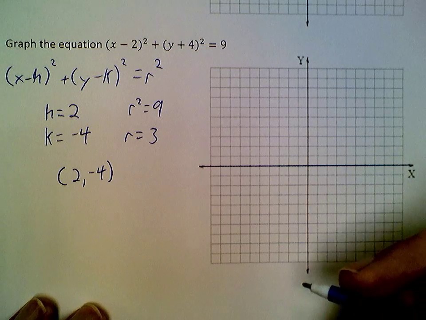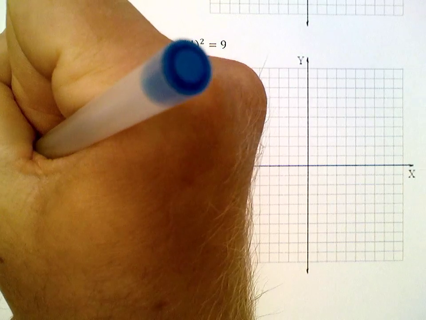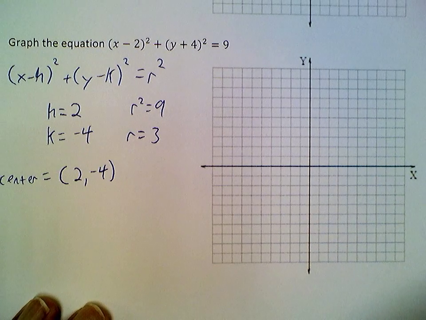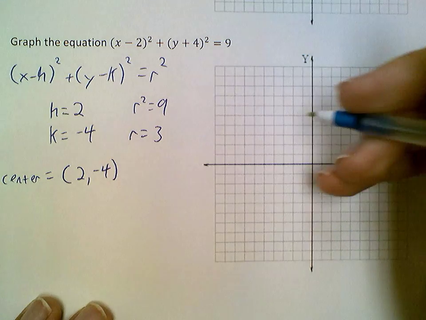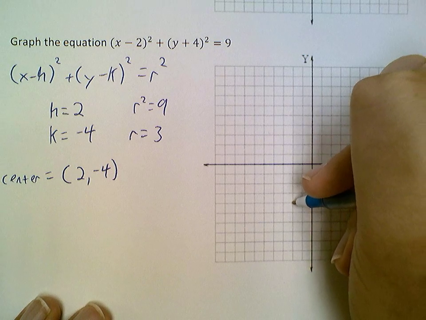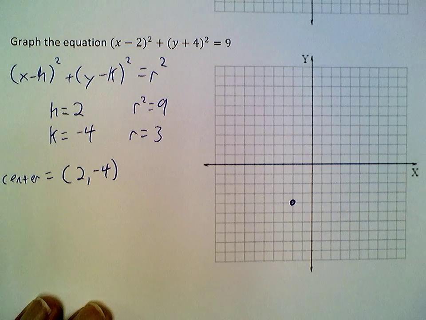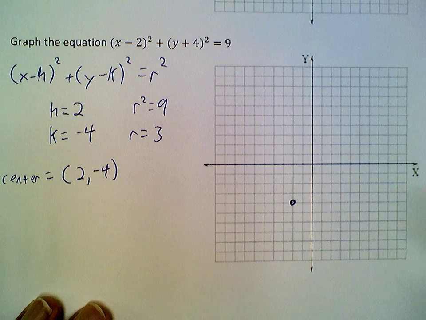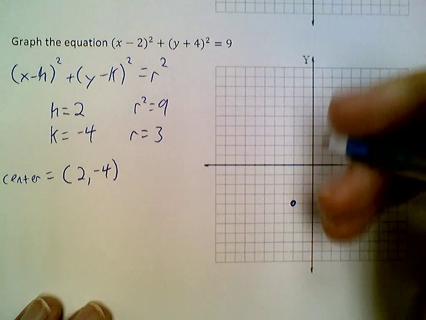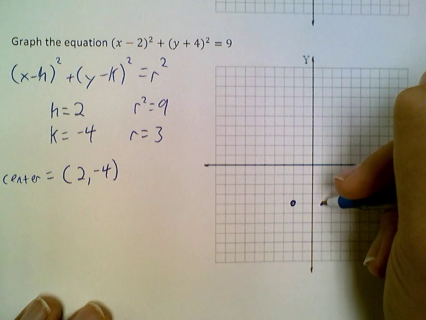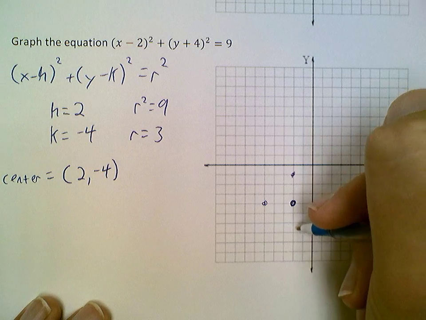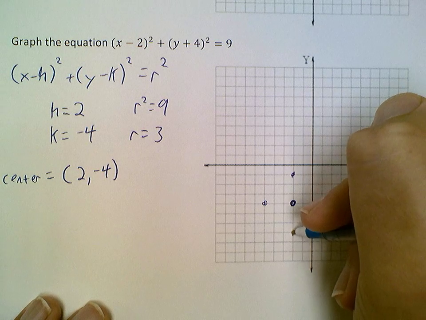So given those two facts, that the center is at (2, -4) and the radius is 3, you can go ahead and graph your circle. So (2, -4), I'm going to go right 2, down 4. Okay, so that's the center of my circle, and then the radius is 3. The easiest way to sketch a quick graph is to count over 3 spaces, up 3 spaces, left 3 spaces, and down 3 spaces.